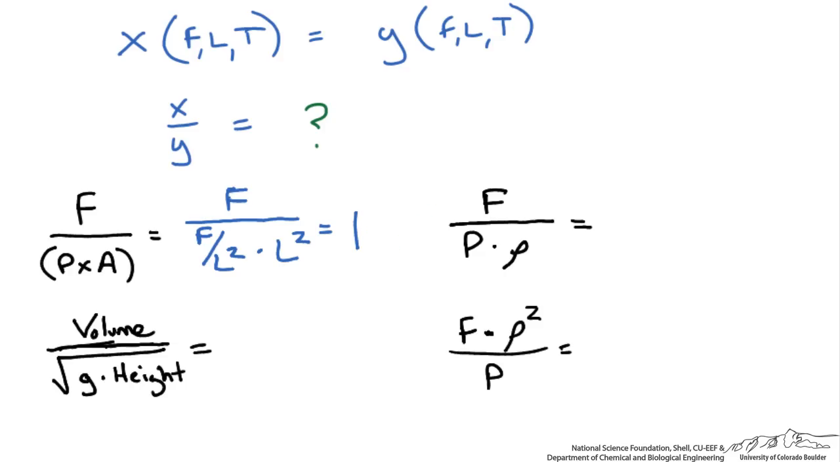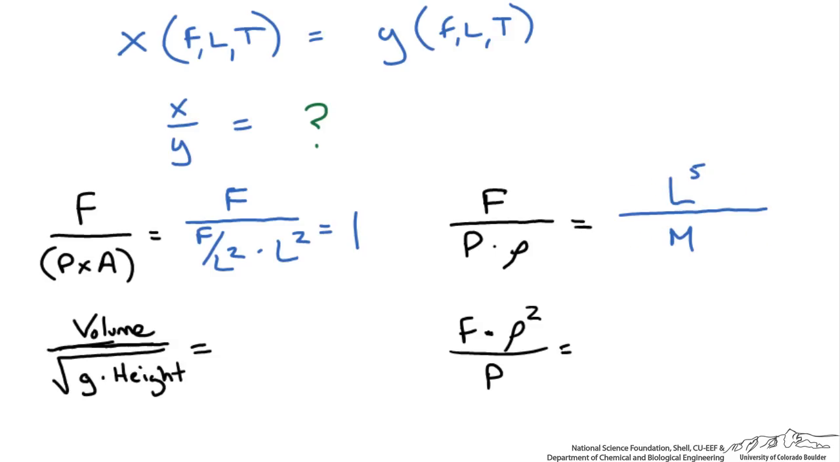For the second system, force over pressure times rho, we could use the FLT system as well. We'll write force, again, over force per length squared, and then rho is a mass per volume, which is a length cubed. Now you can see here that although the forces cancel, this is going to end up giving us units of length to the fifth over mass. So this is definitely not a dimensionless number.